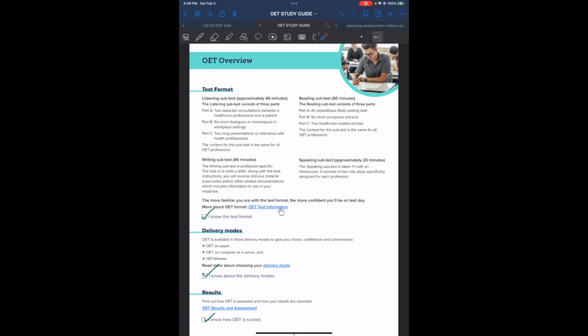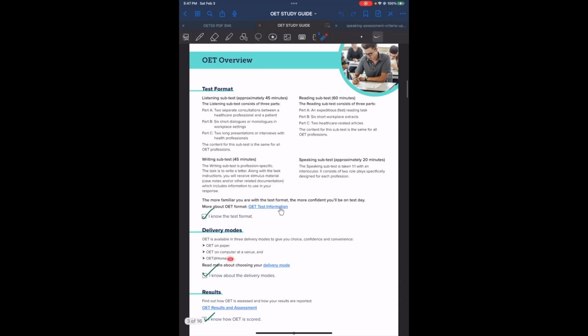The big question: OET on paper, OET on computer at a venue, or OET at home. There are 3 delivery modes, and the first decision to make is to pick your mode of exam. I did the OET on computer at a venue.